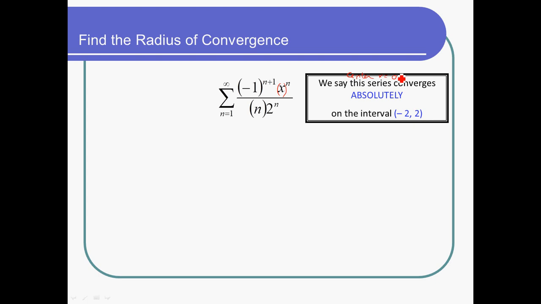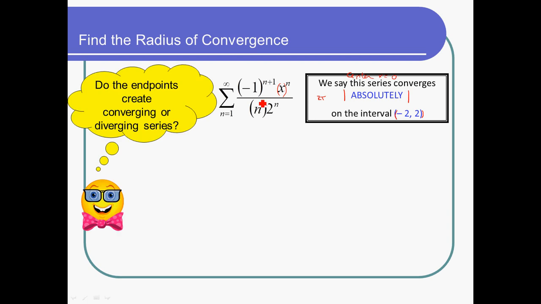We say this series converges absolutely on the open interval -2 to 2, because the ratio test had absolute value bars around it. It negated this alternating part because we took the absolute value. So now I want to look at the endpoints. Do they create convergent or divergent series? That means I'm finding the interval of convergence.